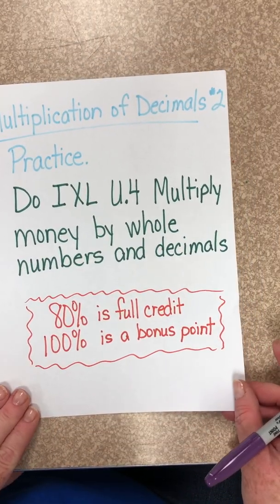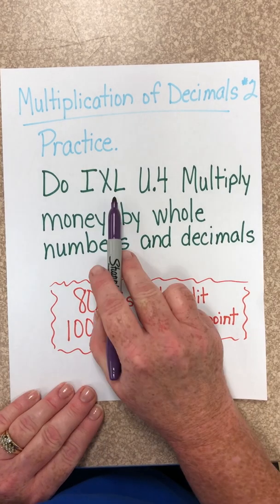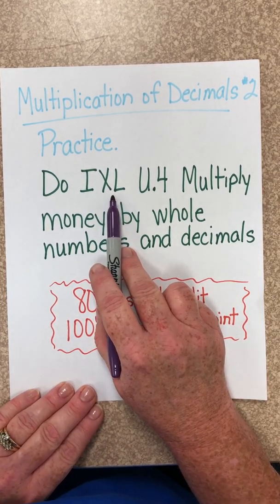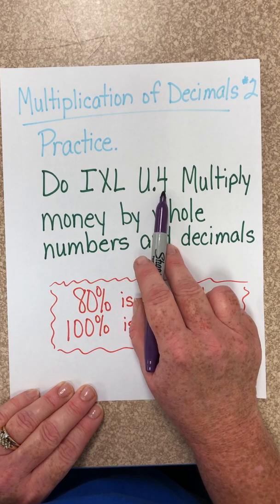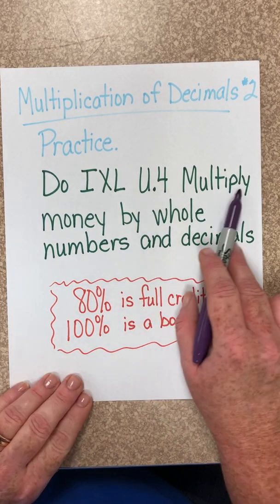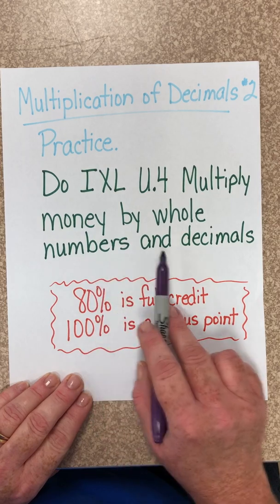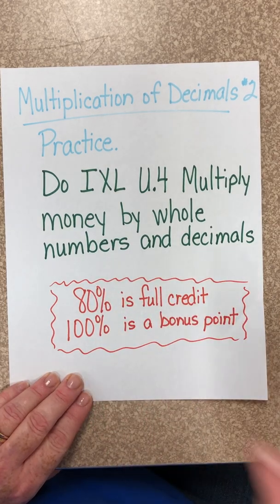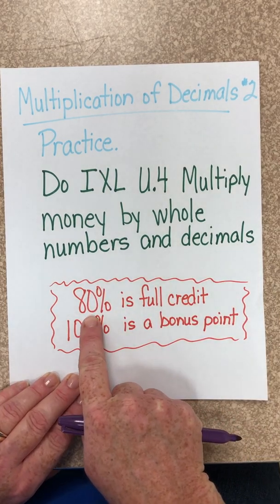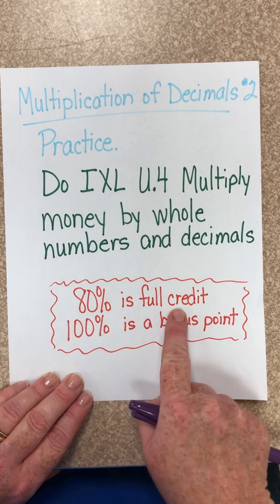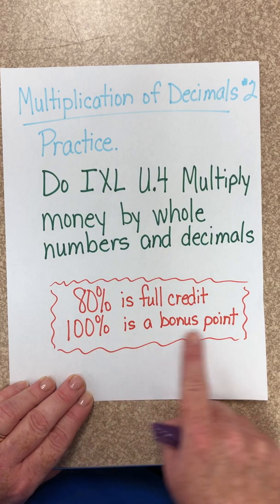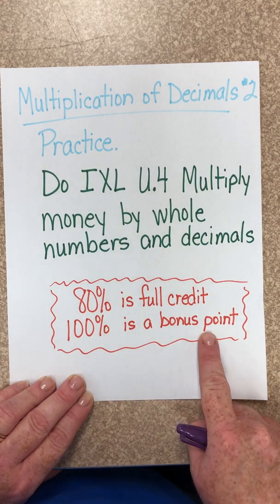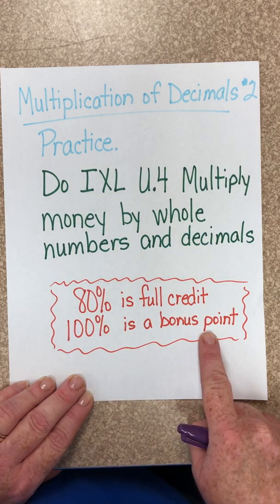Now let's look at the practice. For this practice, I want you to go to IXL, 6th grade math, to U.4. Multiply money by whole numbers and decimals. Now remember, you're working to get at least an 80%. That will give you full credit. But if you go to 100%, that little extra effort will be rewarded by giving you a bonus point.